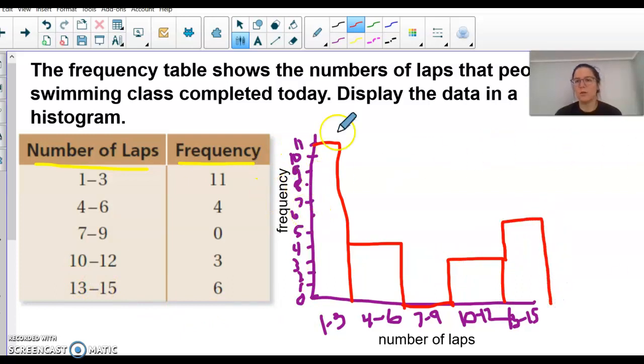So there is my bar graph, and you can draw or color in your bars too if you would like, but there's your histogram. There's your bars in your histogram. Make sure your bars are connected, and then there you go. So you can even title it number of laps in swimming class today if you would like as well.